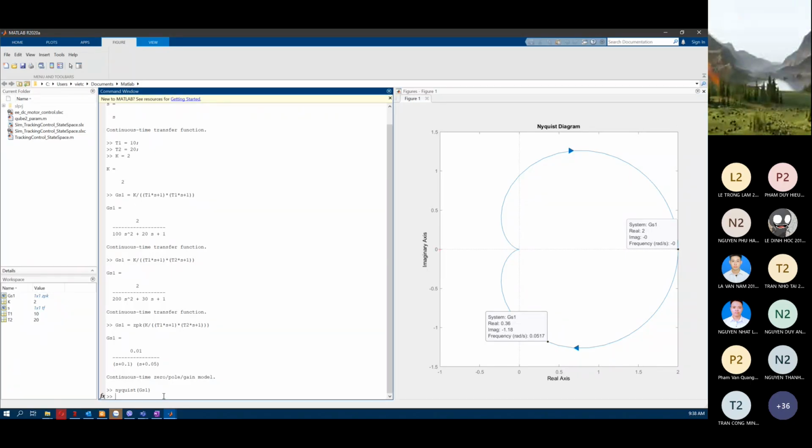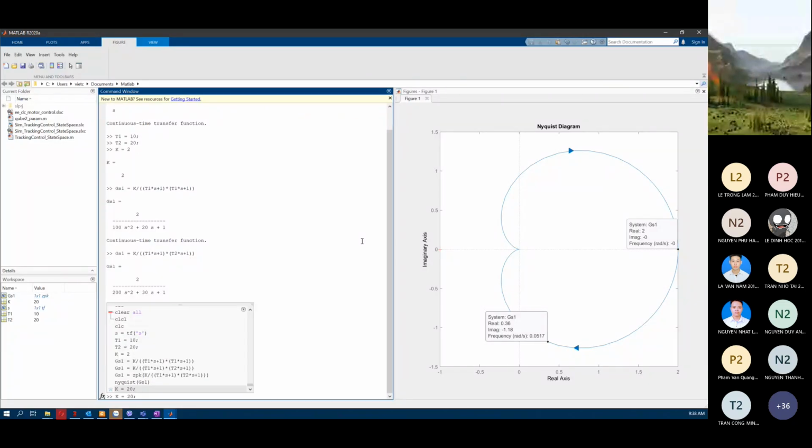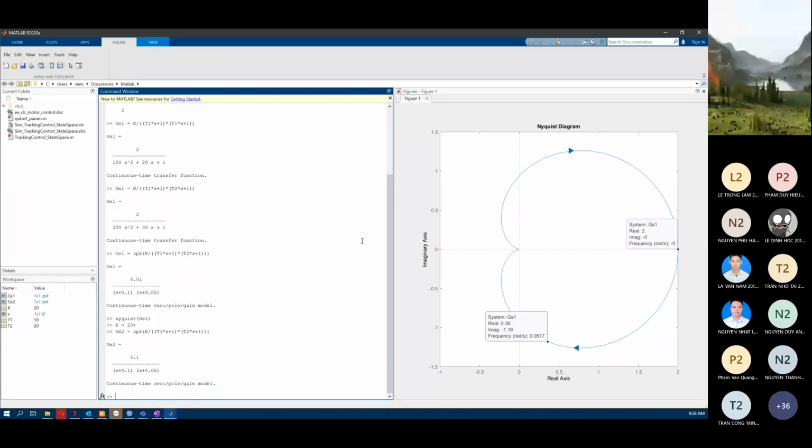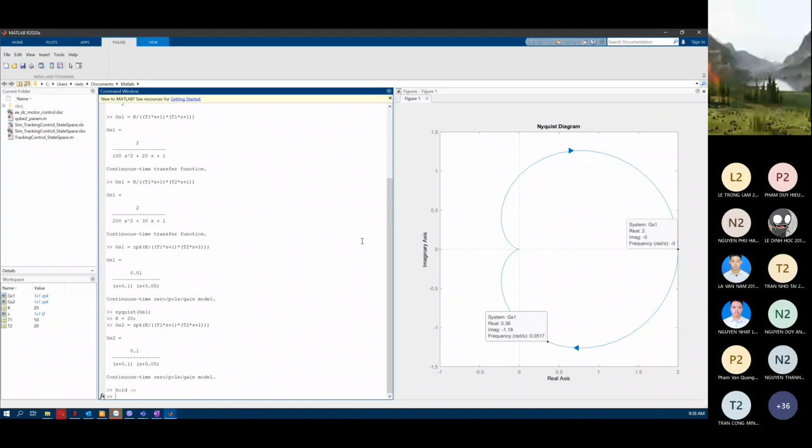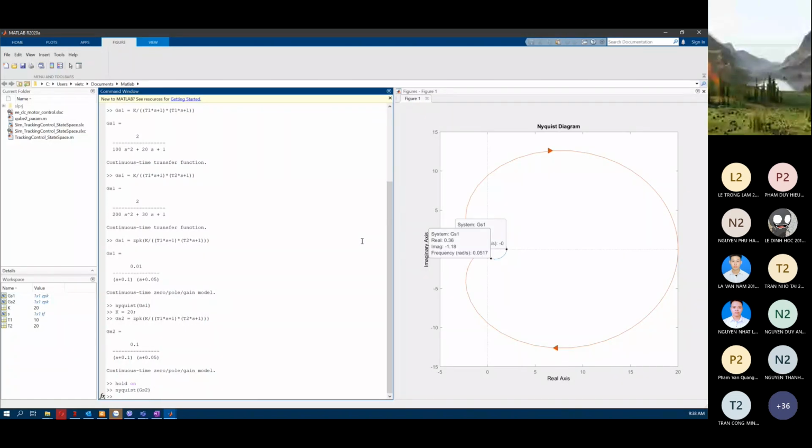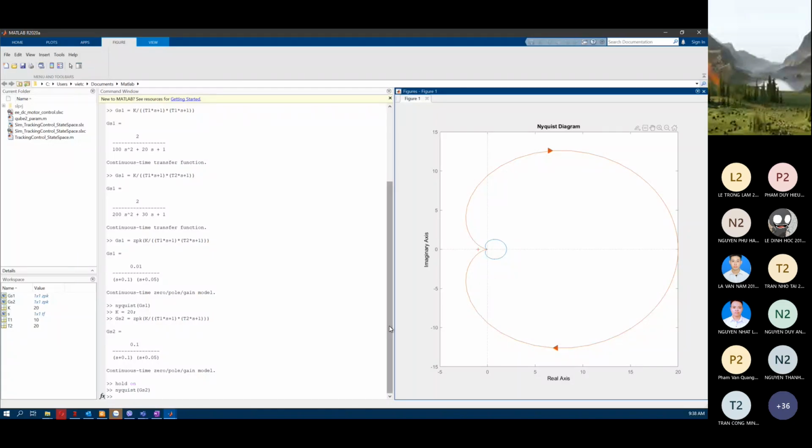That means the closed loop system is stable. Okay, we try with a different value of K. Suppose we change K to, for example, 20, and then we have G2. Yes, see here the G2: when we increase the value of K, you see it is the red one here, compared to the Nyquist diagram of G1. Okay, so the system.